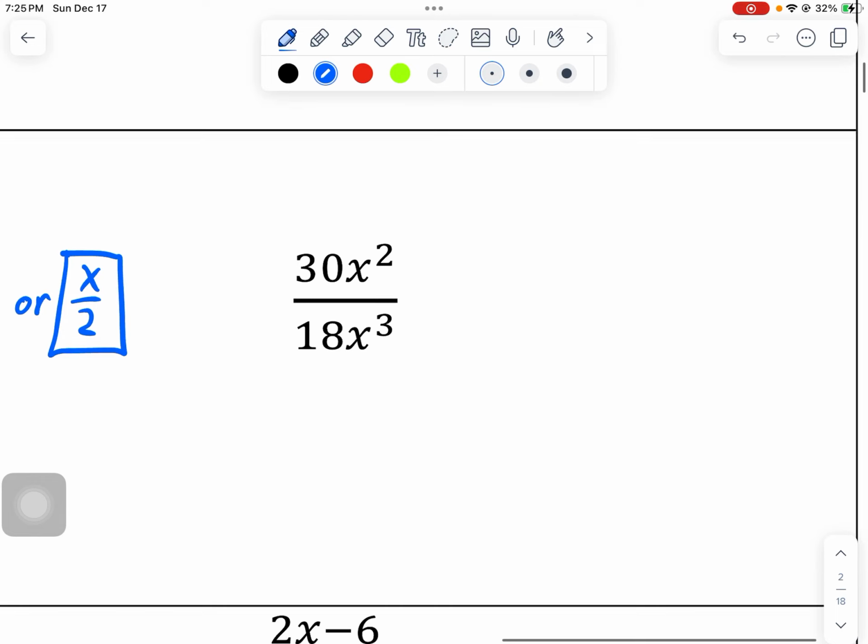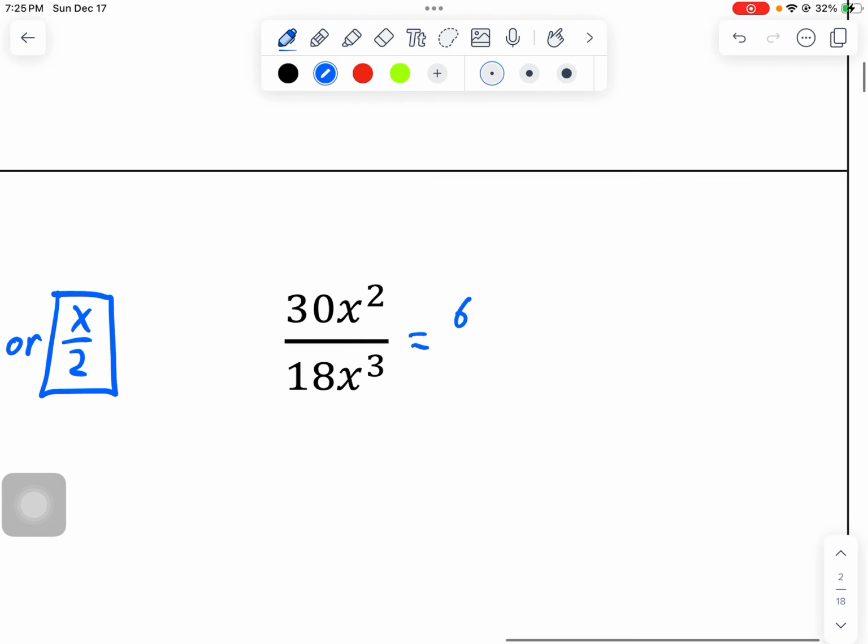Okay. Here we have 30x squared over 18x to the third. I always start with the numbers like I was saying. Here we have 30 and 18. You always want to try to find the greatest common factor. In this case, 30 and 18 are both divisible by 6. So if you want to, you could rewrite it as 6 times 5x squared, and then you could write it as 6 times 3x cubed, if that helps you visualize what you're going to cross out here. So then we can take the 6's away.